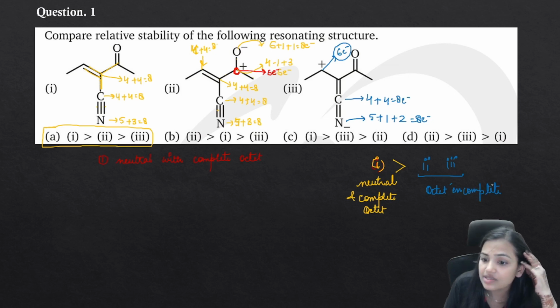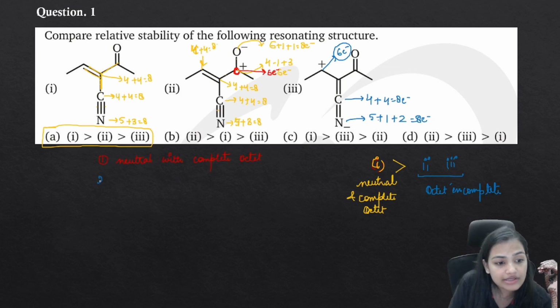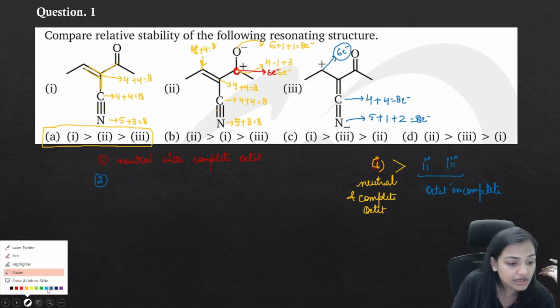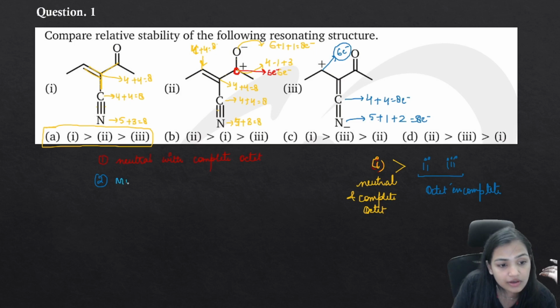Now you tell me, what is the second point? The second point says that more number of bond order means we must have more number of covalent bonds. So can you please calculate the covalent bonds?